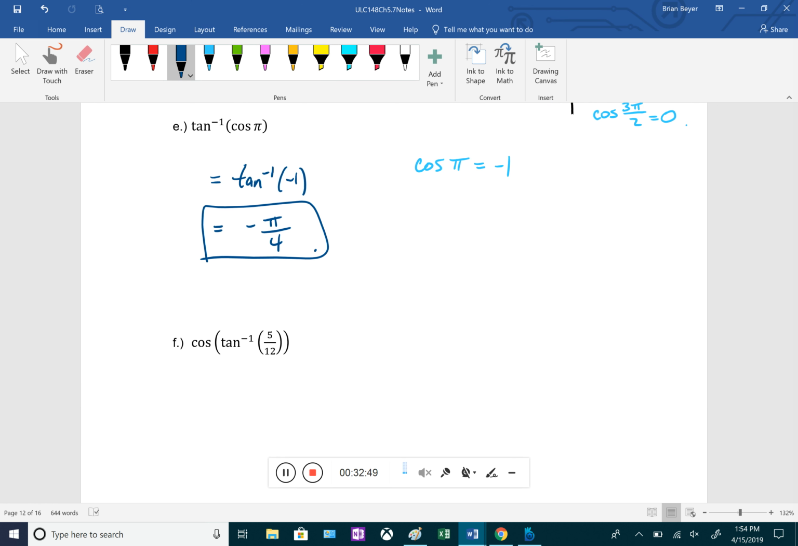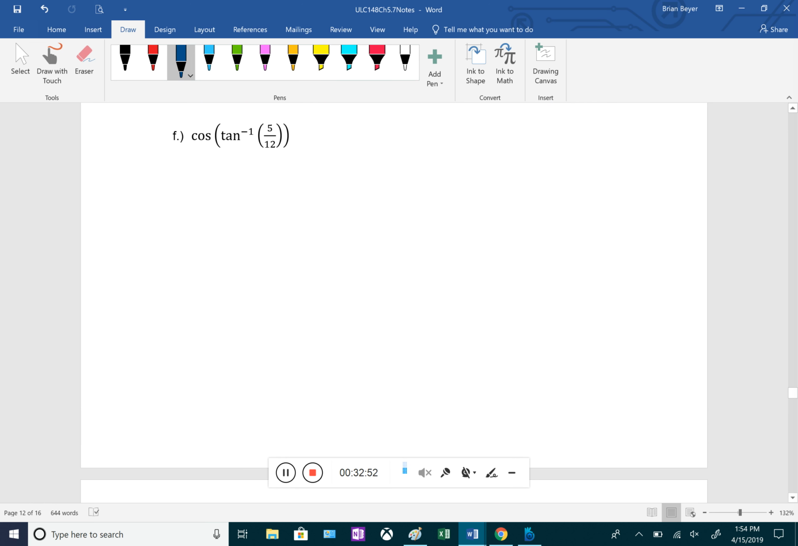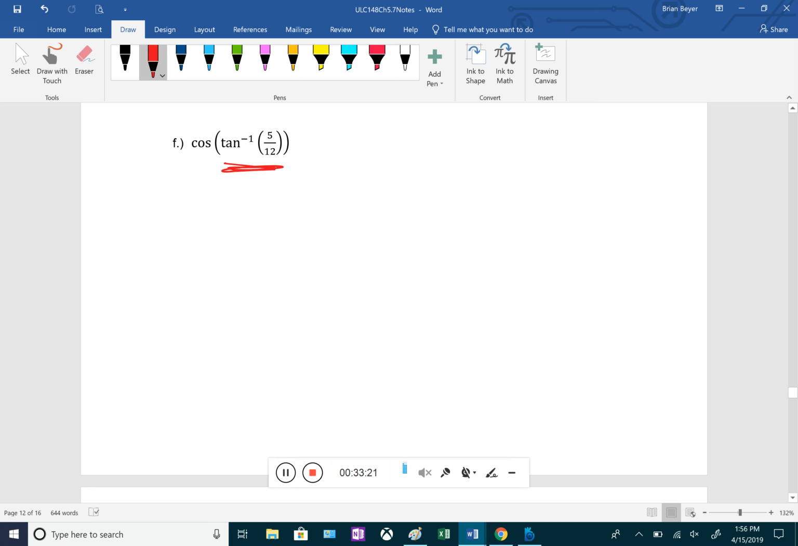Okay, next we have cosine of tan inverse of 5 over 12. So this time we have the inverse expression as the inner expression here. So we would have to evaluate that first. We have different trig functions, cosine and tangent, so we can't use the shortcut method of possibly canceling each other out. So what we would try to do is evaluate tan inverse of 5 over 12 first.